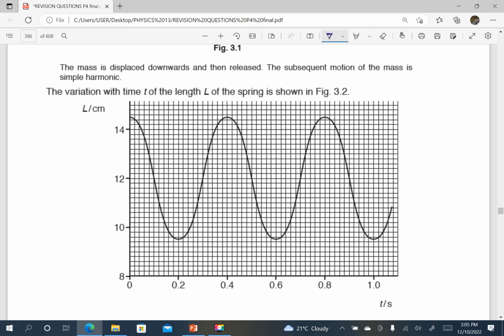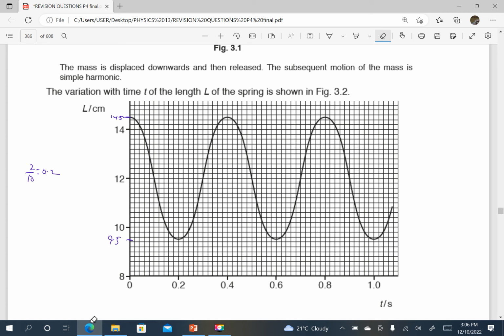So we shall draw a line along the center, that is at 12. I think 12 is the center. Let's check. The scale is 2 divided by 10, which is 0.2. So this is 14.5. And this one should be 2.5 times 0.2, I subtract this from 10. So this is 9.5.